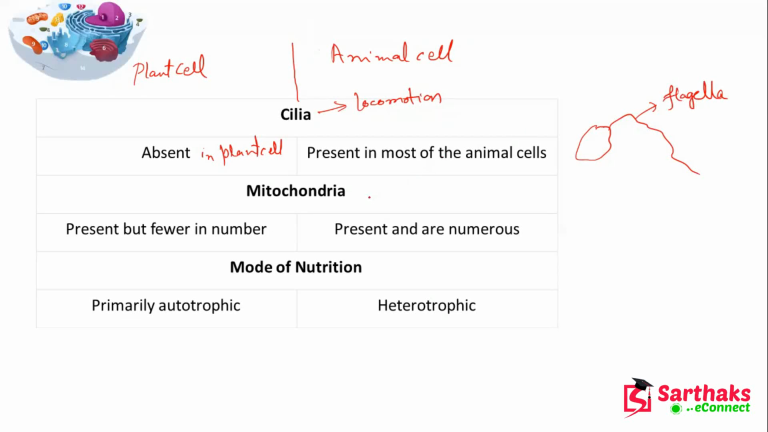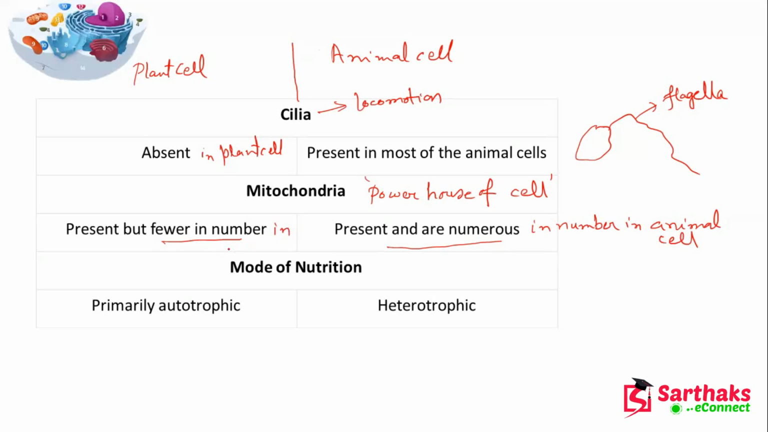Okay. Then mitochondria. This is the powerhouse of the cell. This mitochondria is present but fewer in number in plant cell, but in case of animal cell, it is present and numerous in number.